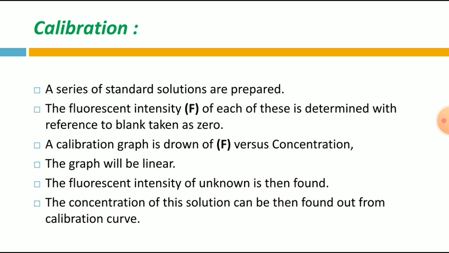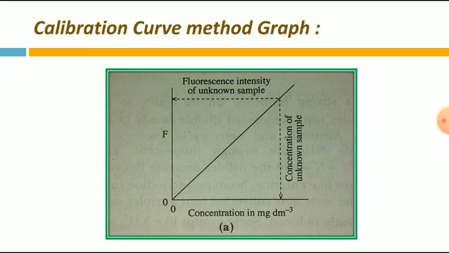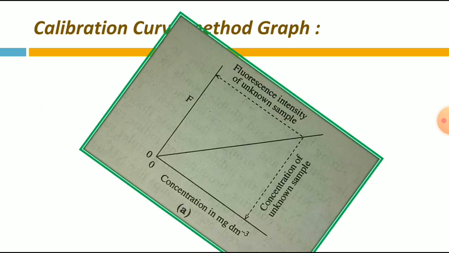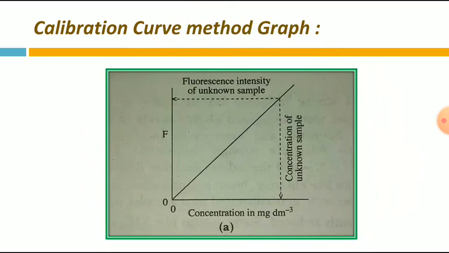The fluorescent intensity of the unknown is then found. The concentration of this solution can then be found out from the calibration curve. Now we will see the calibration curve graph. So this is the calibration curve method graph. All of you have already seen this graph. See, on the y-axis is F, that is fluorescence intensity, and on the x-axis is the concentration in ppm, or you can say in milligram per dm cube.